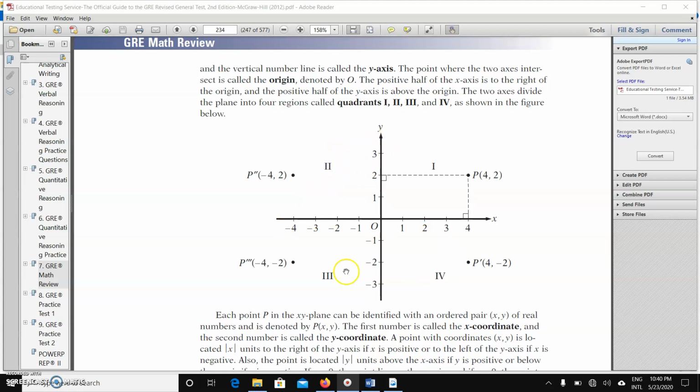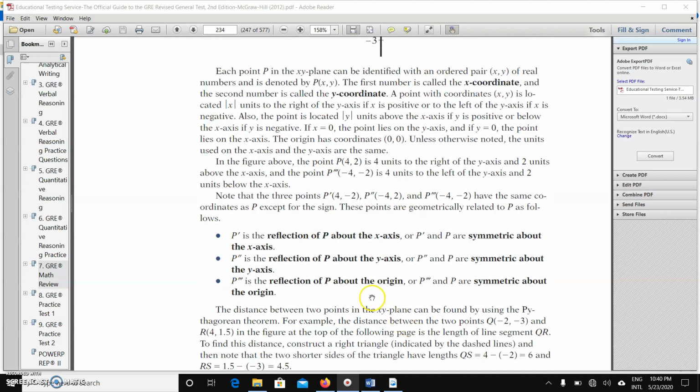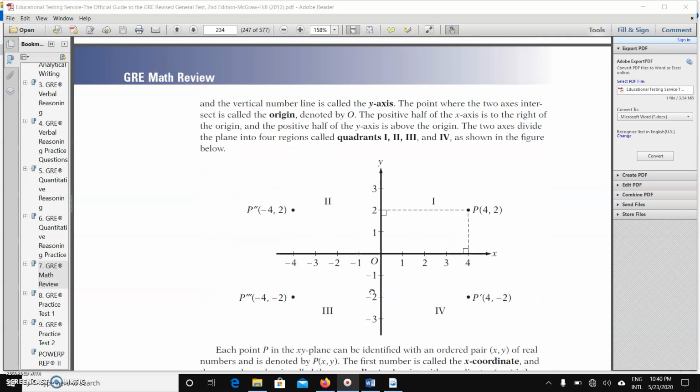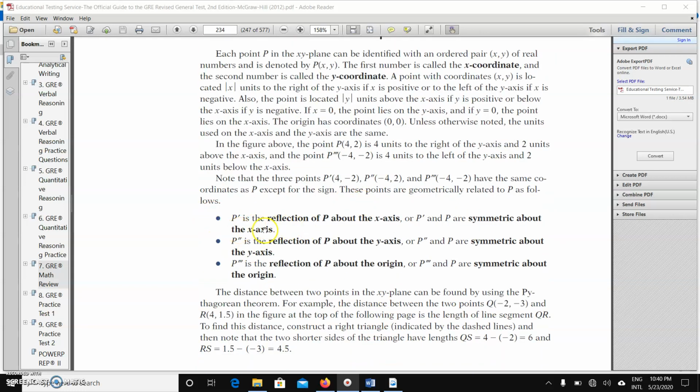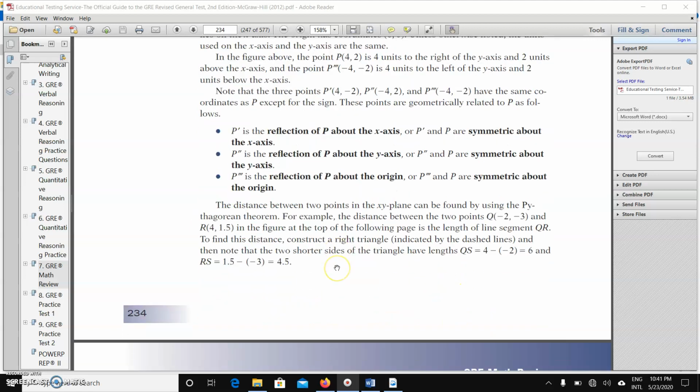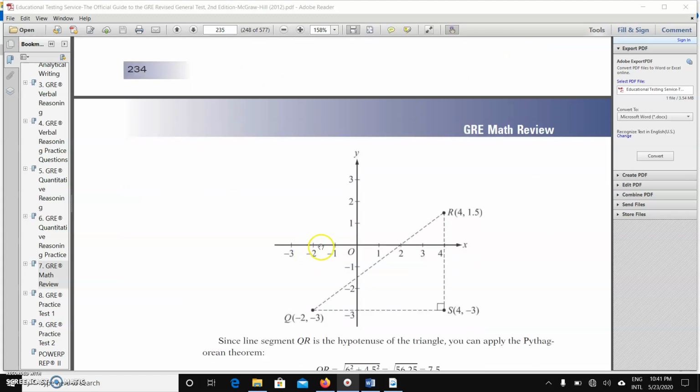So, the next thing I feel you should know is that this side is symmetrical. You can see this side is the same as this side. The only difference is the sign that we have. This side is the same as this side. This side is the same as this side. So that's what they're talking about here. Reflection. I would like to talk about that.